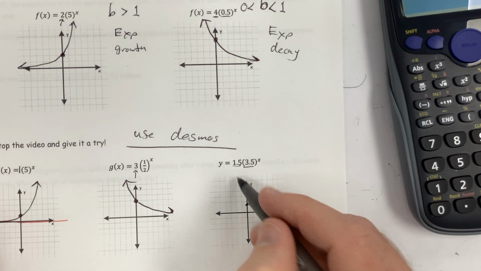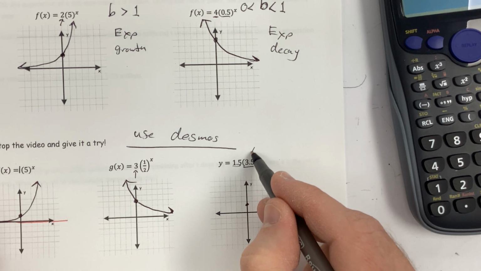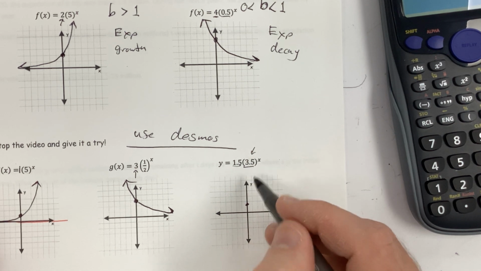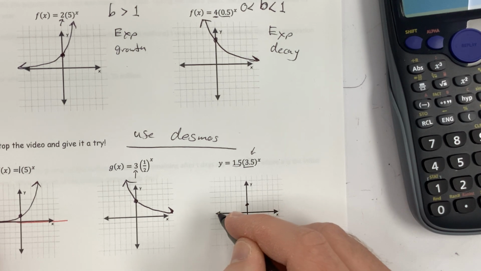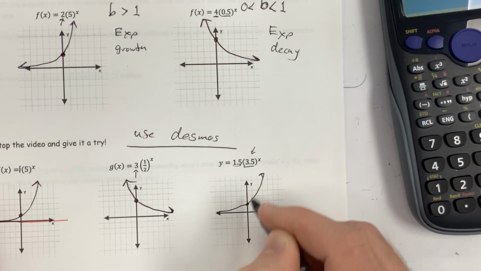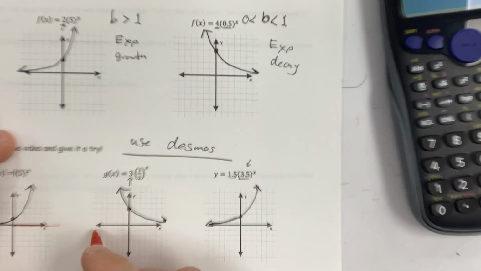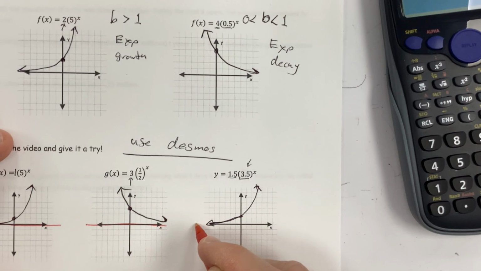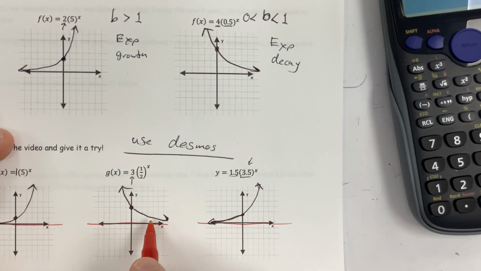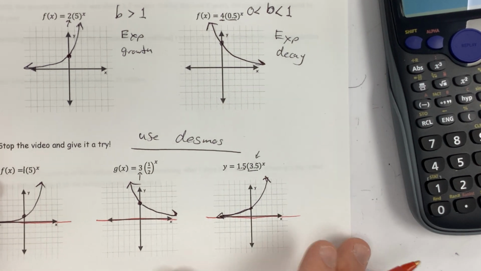3.5, that's a decimal. So is it exponential decay? Well, no, all that matters is that 3.5 is greater than 1. So it is exponential growth. Something like that. It's kind of hard to show this, but of course all of these have the same horizontal asymptote. They all level off, whether it be to the left or the right. They all level off at y equals 0.